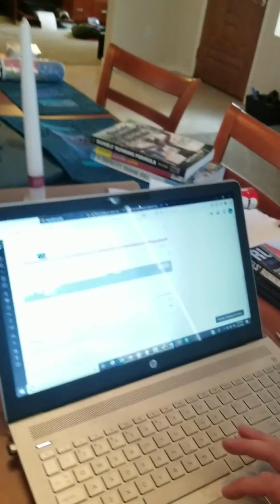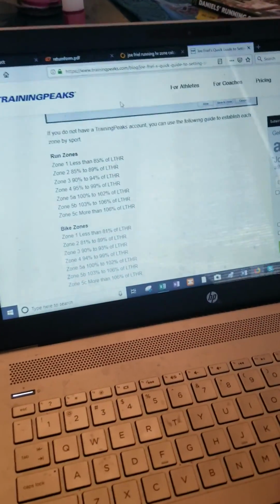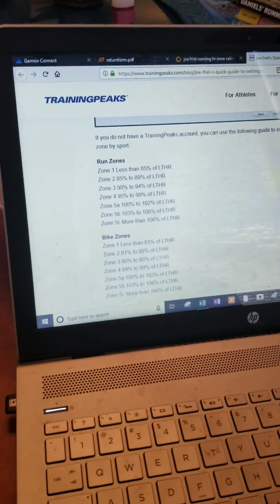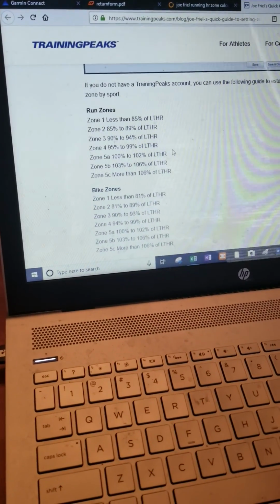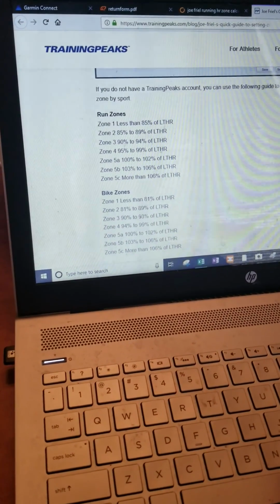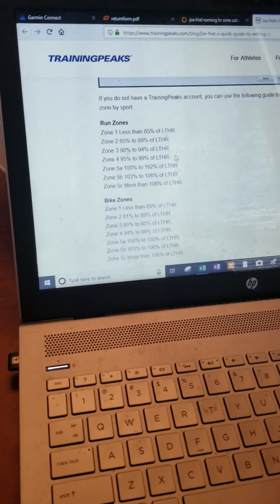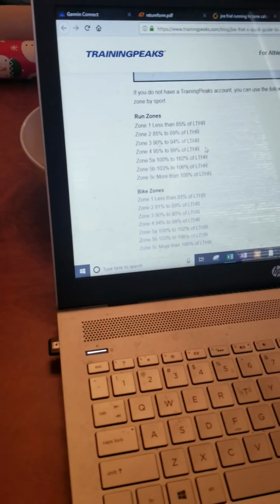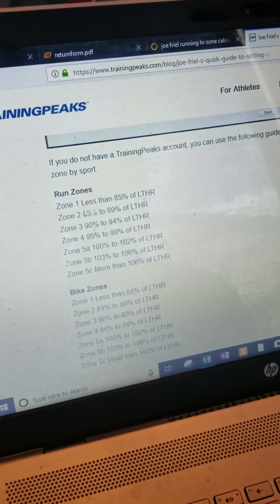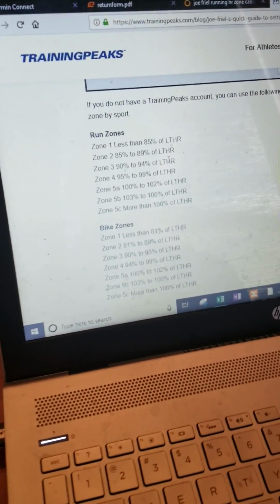Now, if you don't have this book, what do you do? Well, you can quickly go to trainingpeaks.com. You could search Joe Friel, and you could look at his run zones. And these would be the percentages of that lactate threshold heart rate, that 150 that I held, or the maybe 155 to 160 that my mom's lactate threshold heart rate will be. You multiply these percentages by that heart rate, and that is your zone.